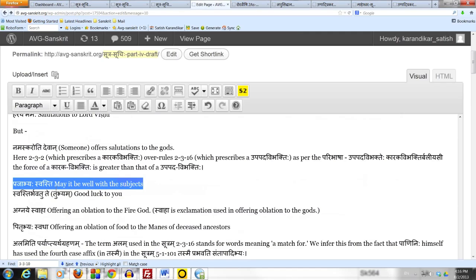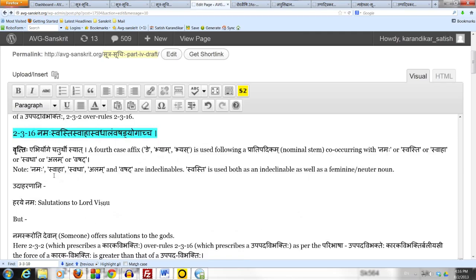Swasti is used in the sense of "may it be well" or "may good betide someone" or "all the best to someone." So here, Prajabhya Swasti: may it be well with the subjects. Praja is in conjunction with Swasti, therefore it takes the fourth case. In this case, the plural affix bhyas by this sutram 2.3.16.